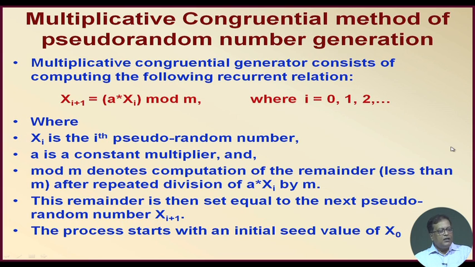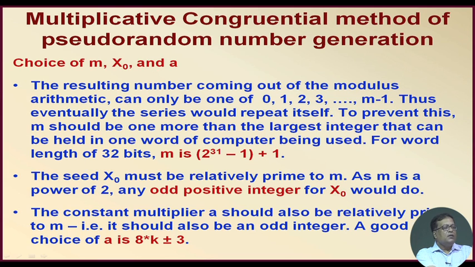Now, the multiplicative congruential method, as already discussed, that is x_{i+1} equal to A x_i mod m, is also rather popular. A is a constant multiplier, and this remainder is then set equal to the next pseudo random number. The process starts with an initial seed value x0. So you see how this choice of m, x0 and A really comes in.